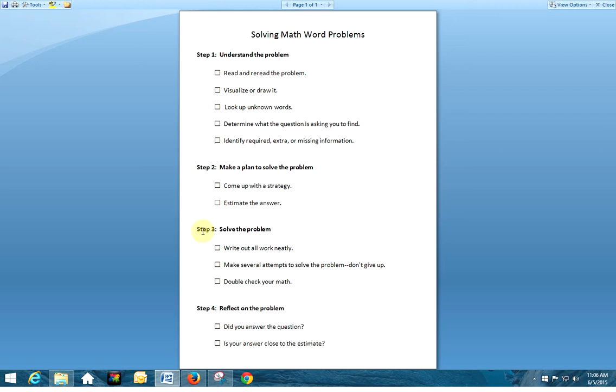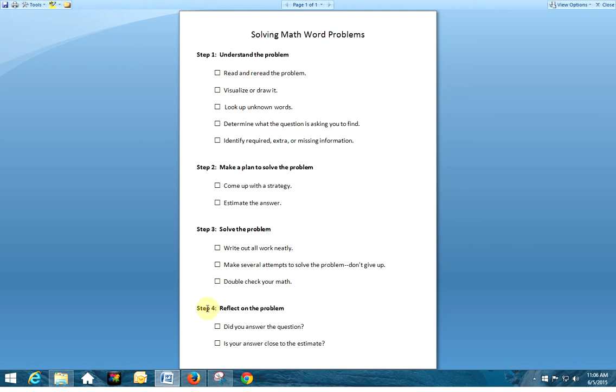Step 3 says solve the problem. Write out all work neatly. Make several attempts to solve the problem. Don't give up. And double check your math. Use a calculator if you are allowed to.